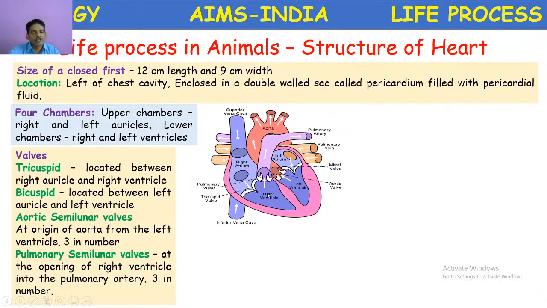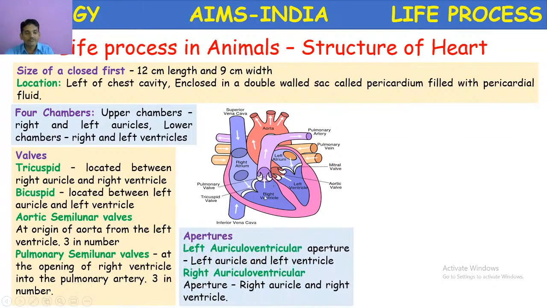Next, the last valve, the pulmonary valve. It is also a semilunar valve. It is present at the opening of the right ventricle. It allows blood from the right ventricle to the pulmonary artery, which carries blood from the right ventricle to the lungs for purification. So these are the arrangement of valves. Next, apertures. As we discussed, there are 2 apertures: the left auriculoventricular aperture and the right auriculoventricular aperture. In the right one, the tricuspid valve is present. In the left one, the mitral valve is present.